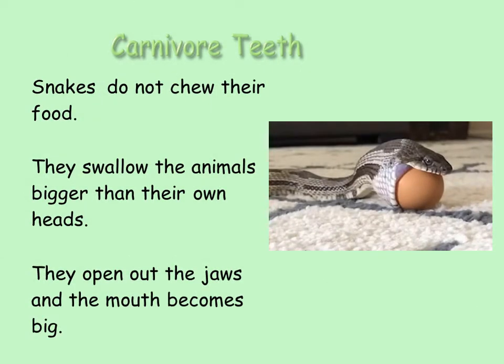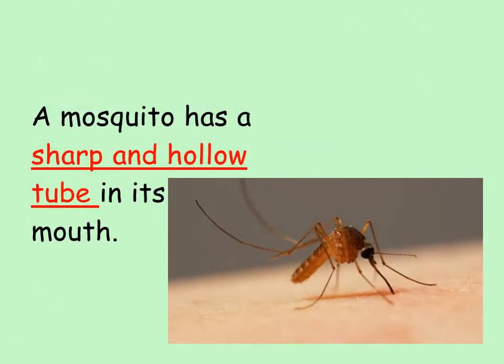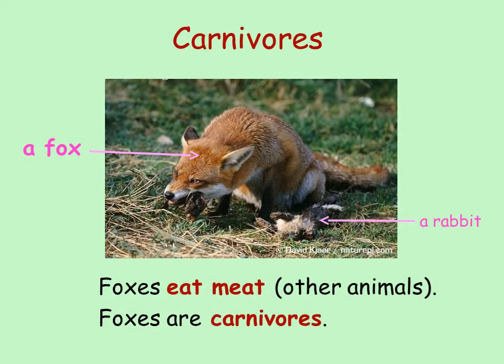Snakes do not chew their food. They swallow animals that are bigger than their own heads. They open out the jaws and the mouth becomes big. Frogs catch the prey with their long sticky tongue and they swallow their food without chewing. Mosquitoes have a sharp and hollow tube in their mouth. Examples of carnivorous animals.